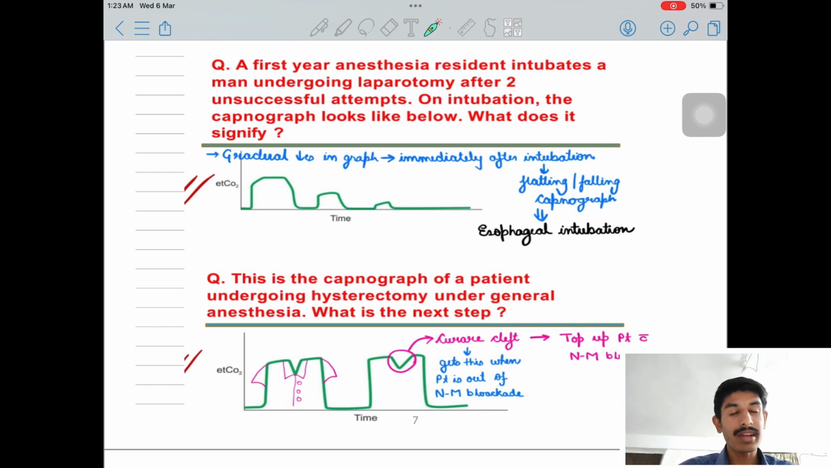The anesthesia person gave the anesthetic agent, and now he is doing intubation of the endotracheal tube. When he was doing that, his first two attempts were unsuccessful. Now he made the third attempt, and after some time the capnograph started decreasing.